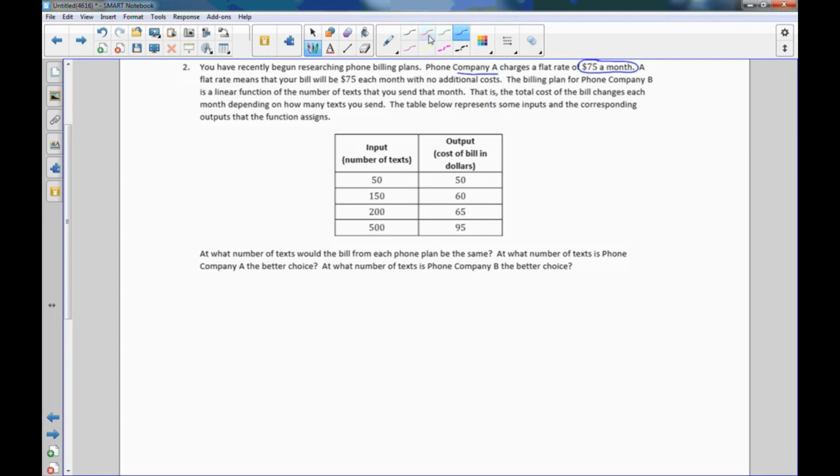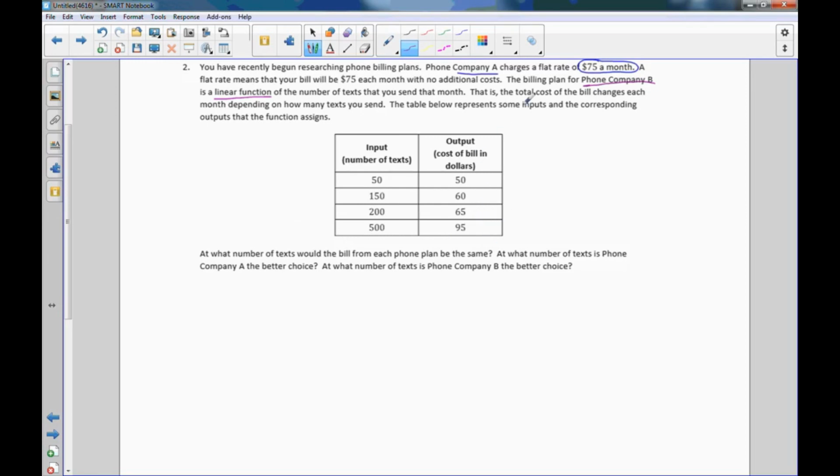The billing plan for phone company B is a linear function of the number of texts that you send that month. That is, the total cost of the bill changes each month depending on how many texts you read or send. The table below represents some inputs and the corresponding outputs that the function assigns. So, input 50, output $50. Input 150, output 60, and so on and so on. At what number of texts would the bills from each phone company plan be the same?